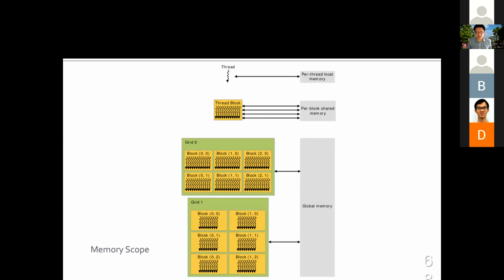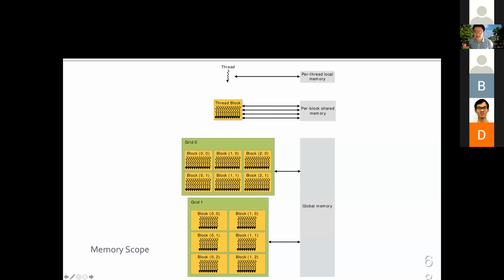So here is a diagram to demonstrate the memory scope. As I mentioned, each streaming multiprocessor will have a shared memory. The shared memory is shared by a thread block, per-block shared memory. And all the threads and grids can access the global memory, okay? The local memory is not shared, it's owned by each thread. So from the lower level to the higher level, local memory belongs to a thread, shared memory belongs to each block, and the global memory belongs to each grid.